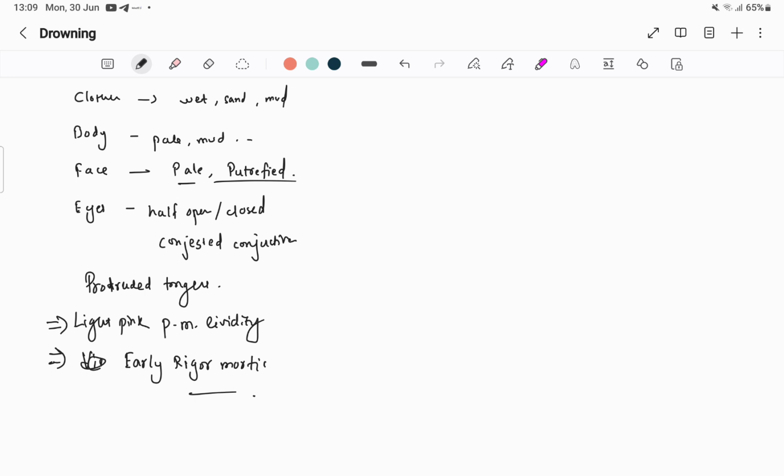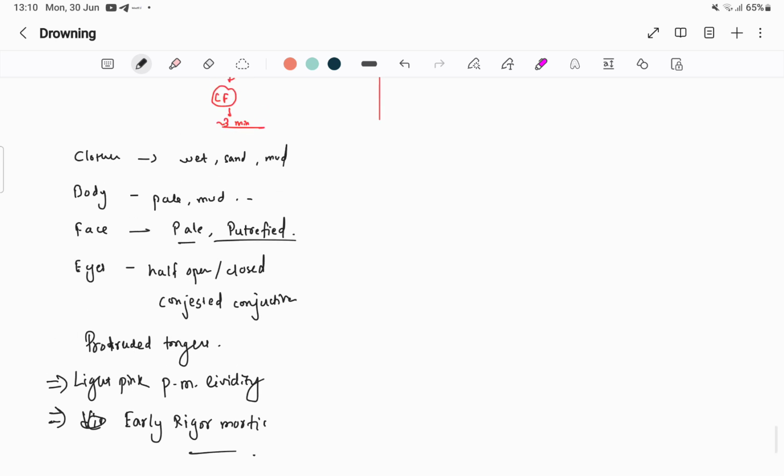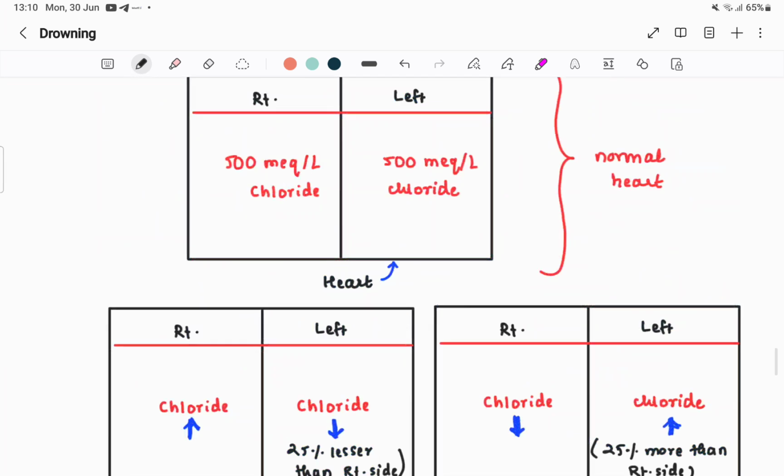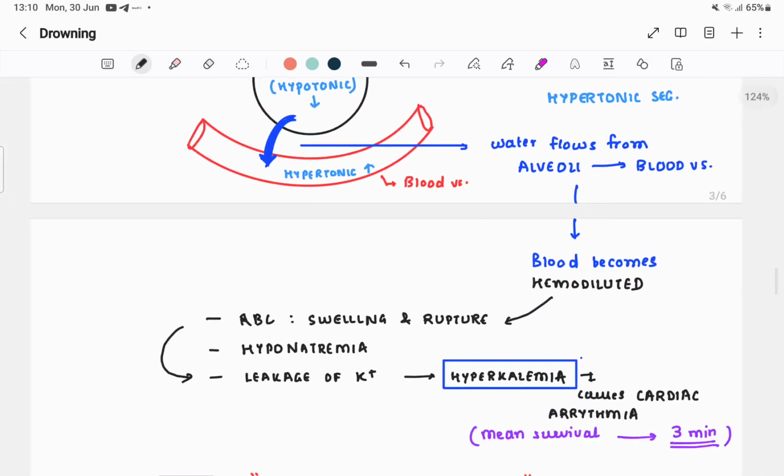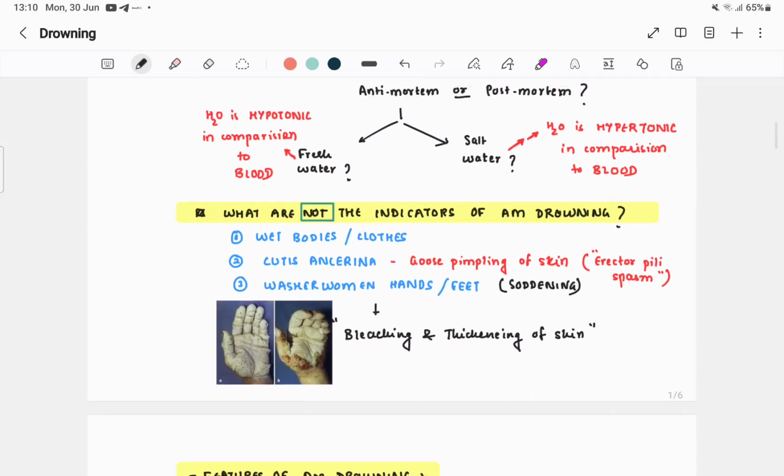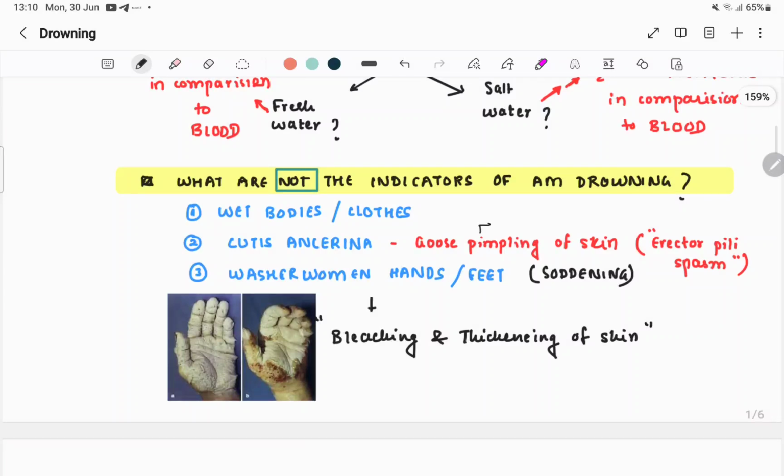About froth, like a mushrooming type of froth, even if washed away, it reappears. And blood tinge also, due to any pulmonary hemorrhages. If froth is coming, then it will be blood tinged. And I told you about cutis anserina, that is goose flesh, goosebumps due to erector pili. This goose flesh is also called reaction phenomena. It is not a feature of antemortem.